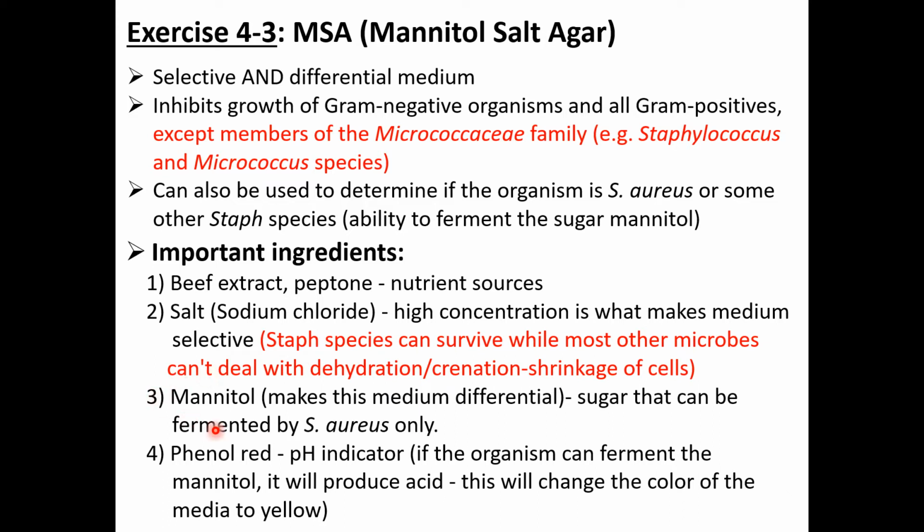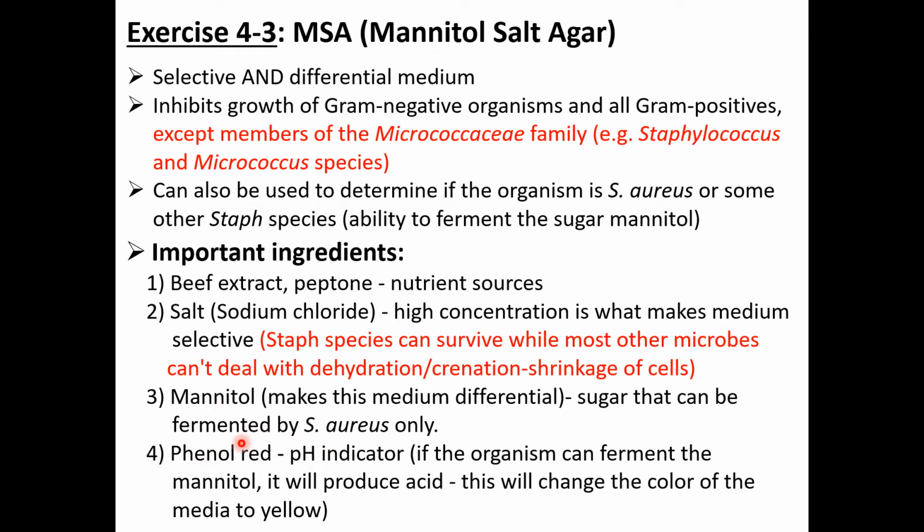Okay, then our differential ingredient again is going to be the sugar, because if we want to differentiate Staph aureus, because that's the only one that causes human diseases, against the other ones, we would see if there is fermentation. Well, if there is fermentation of the mannitol, how do we see that? Because just fermenting is not enough. We want to see the fermentation. We need to have some type of visual indication of that.